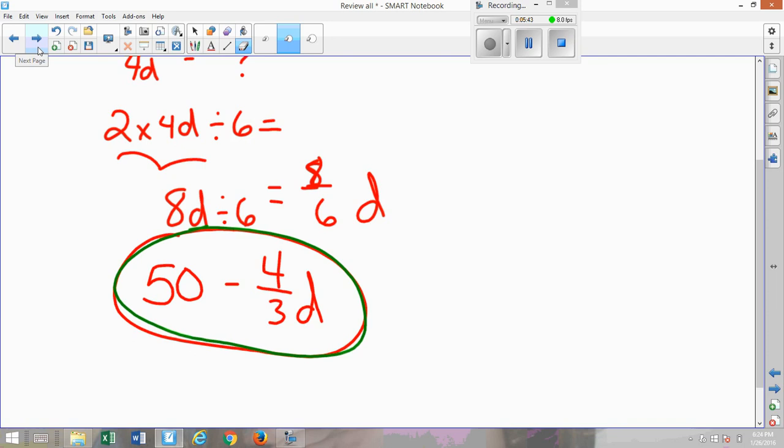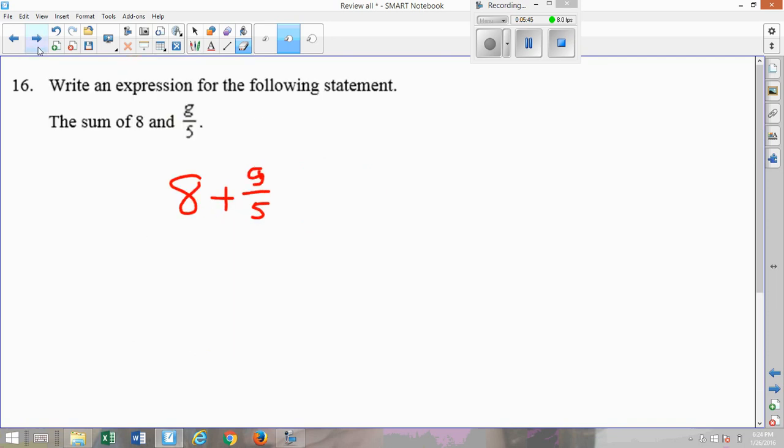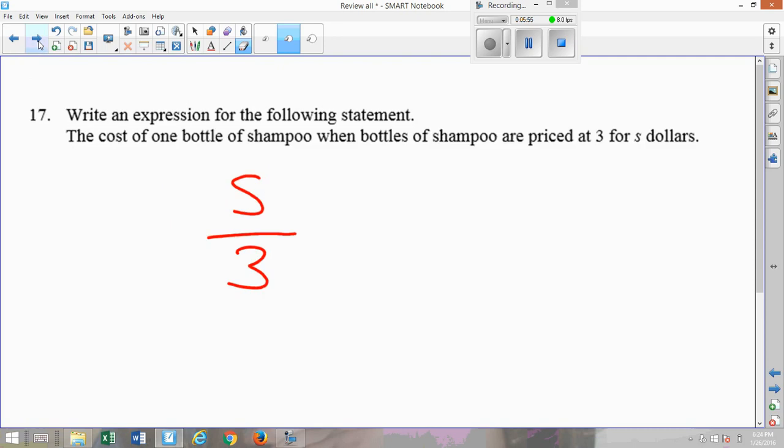I would also accept 50 minus 1 1/3 D. Both answers are acceptable. Write the expression for the following statement. The sum of 8 and G over 5. 8 plus G over 5, because sum means to add. That's it. 17, write an expression for the following statement. The cost of 1 bottle of shampoo when bottles of shampoo are priced at $3 for S dollars.